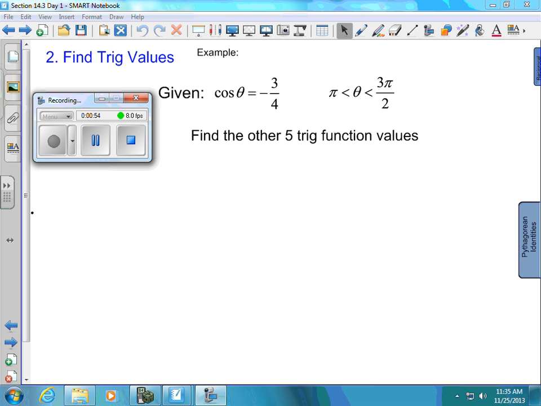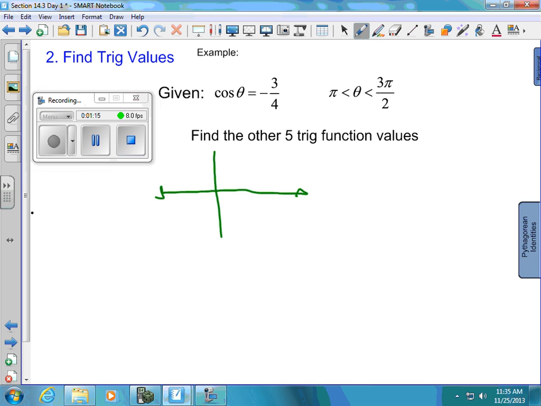Given the cosine of theta equals -3/4, and theta is in the interval pi to 3 pi over 2, find the value of the other 5 trig functions. Well, we remember our definitions of cosine and sine in the coordinate plane, and you're going to put all that together to find the other 5 trig function values.